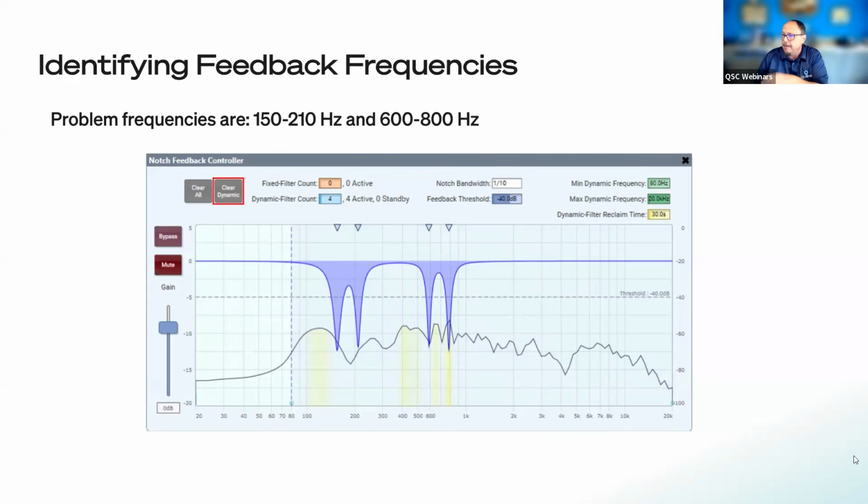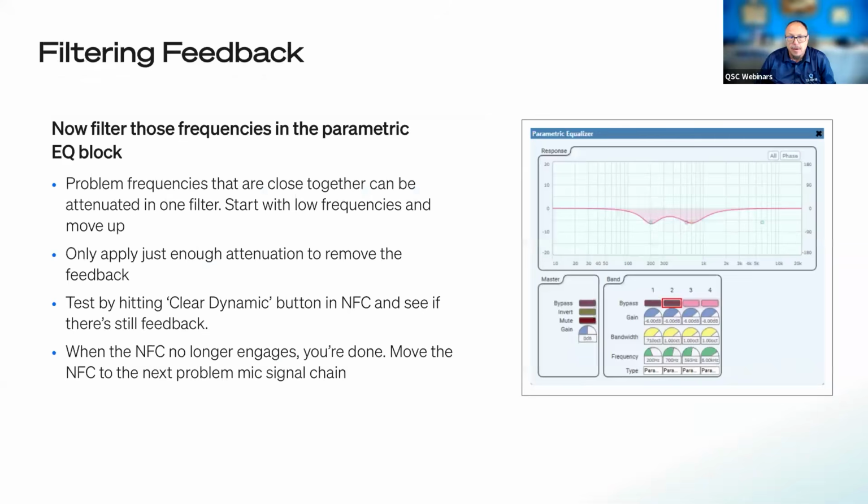So now that we have this information, that we've got problem frequencies at 150, 210, 600, and 800 Hertz, how do we address that in the parametric? Well, we go over here to the parametric. We've got problem frequencies close together, so there's no reason to put a notch for each one of those. Maybe we would go right between. The first one is about 200 Hertz, between 180 and 220. We had a couple of bumps.